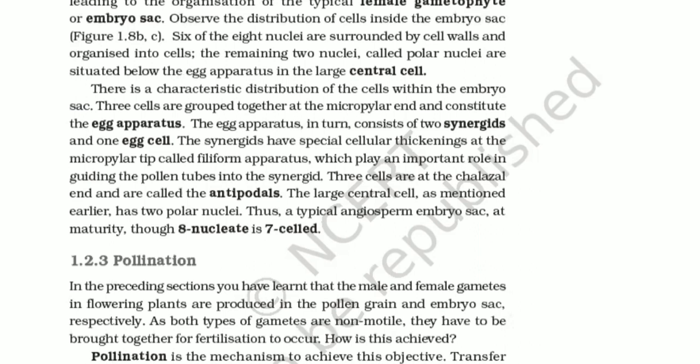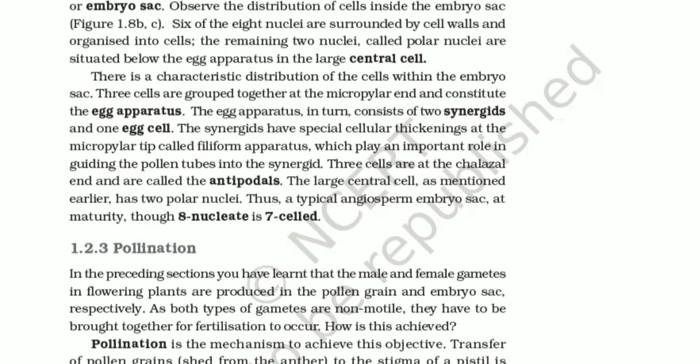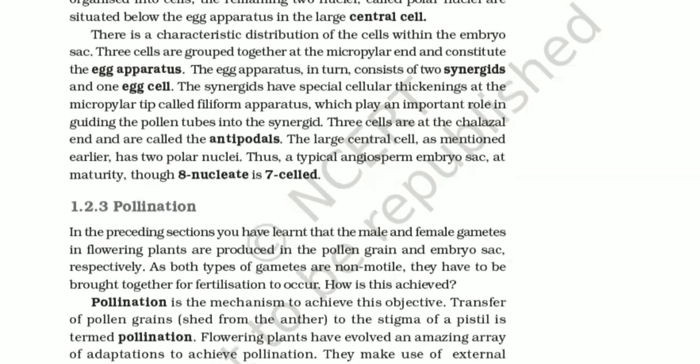After the 8 nucleate stage, cell walls are laid down, leading to the organization of the typical female gametophyte or embryo sac. Observe the distribution of cells inside the embryo sac as shown in figure 1.8b-c. 6 of the 8 nuclei are surrounded by cell walls and organized into cells. The remaining 2 nuclei, called polar nuclei, are situated below the egg apparatus in the large central cell.